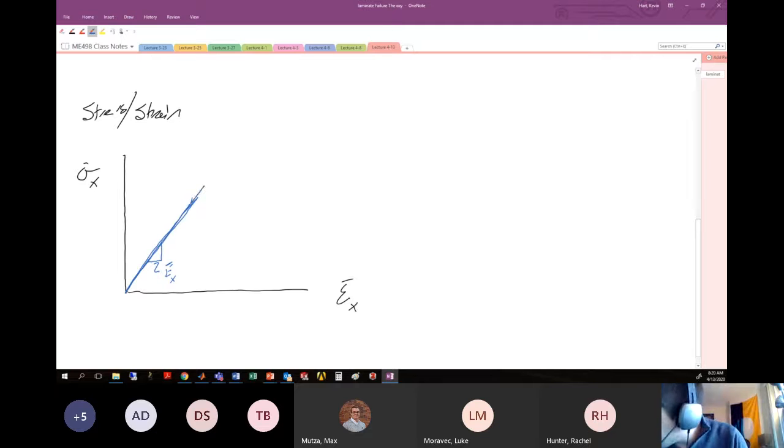So this is loading, loading, loading, and ultimately we see some failure that occurs. All right. And at this particular point, I'll say 90-degree layers fail together. Maybe better do that in red.